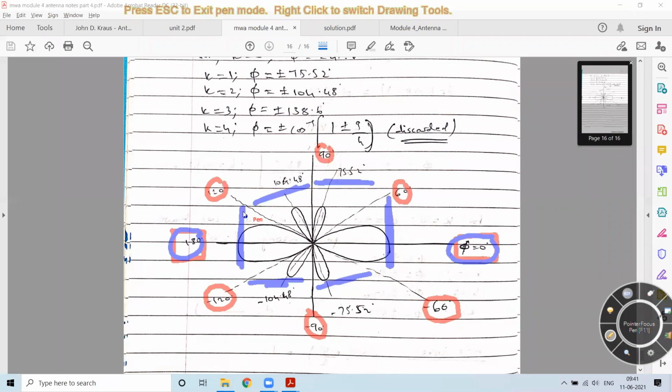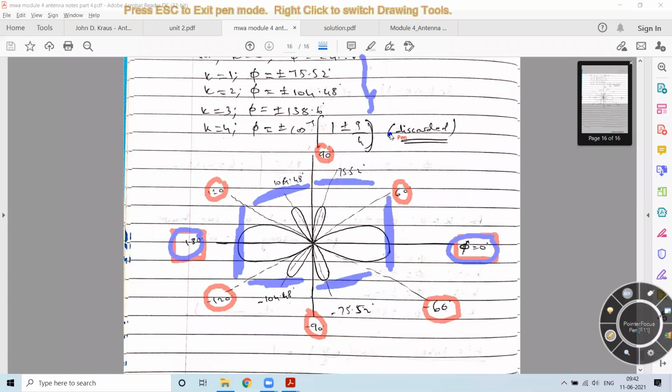So if you logically think, if direction of maximum is over here, then this part is considered for the main lobe. This part is for the main lobe. So here I'll be having a side lobe, here a side lobe, here a side lobe, and here a side lobe. But in which direction the side lobe is present? It is given by these angles.